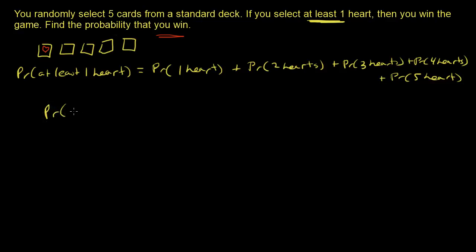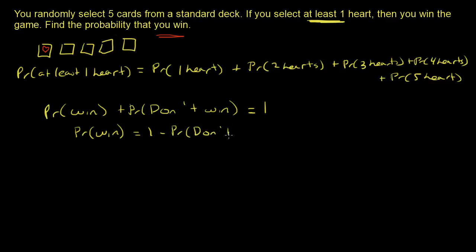First, let's start with the idea that the probability that you win, if I add that to the probability that you don't win, those are the only 2 options. Either you win or you don't win. So if I add these 2 probabilities together, I should get 1. It's a 100% chance that I win or I don't win. So I could rewrite this using algebra: the probability that I win equals 1 minus the probability I don't win. This is a complement. So the probability of an event equals 1 minus the probability of its complement.